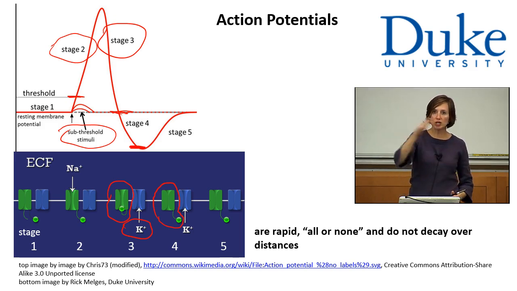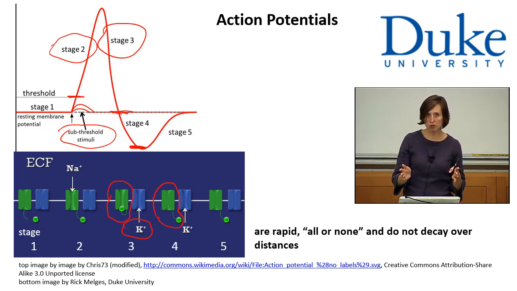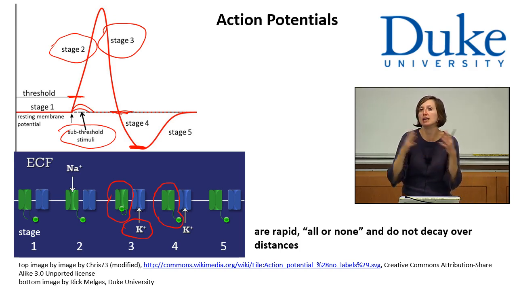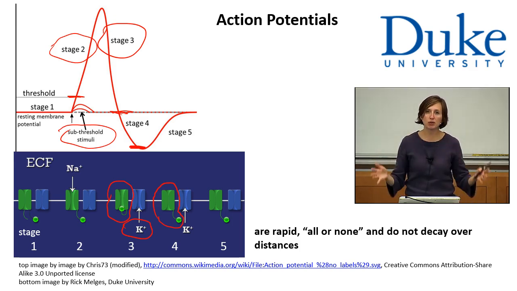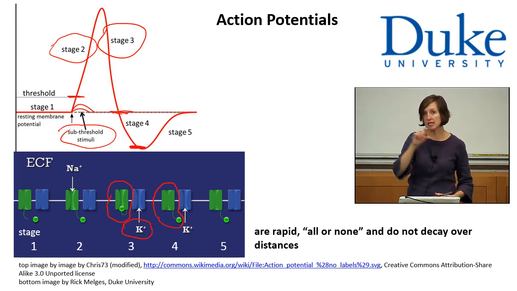So based on this, you can see how this is different from a graded potential. If you don't reach threshold, nothing happens. But as soon as you reach threshold, you're going to have the same response no matter what. You're going to have an action potential. So it's an all or nothing phenomenon, and we'll talk many times about this property and what that means for what the nervous system can accomplish. And we'll also talk about how this is not going to decay over a distance.